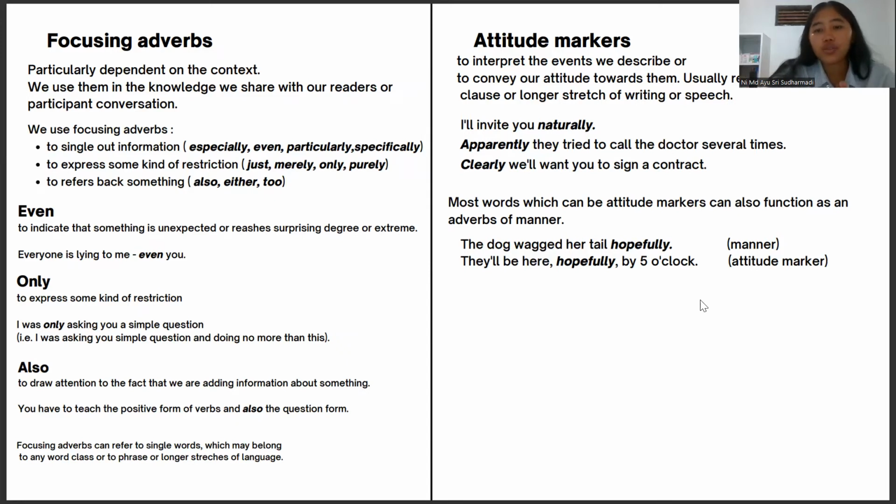And most words which can be attitude markers also can function as adverbs of manner. Here you can see the difference between them. The first, the dog woke her up hopefully. This is manner. And the second, they will be here hopefully by 5 o'clock. And this is attitude markers. You can see the difference here.